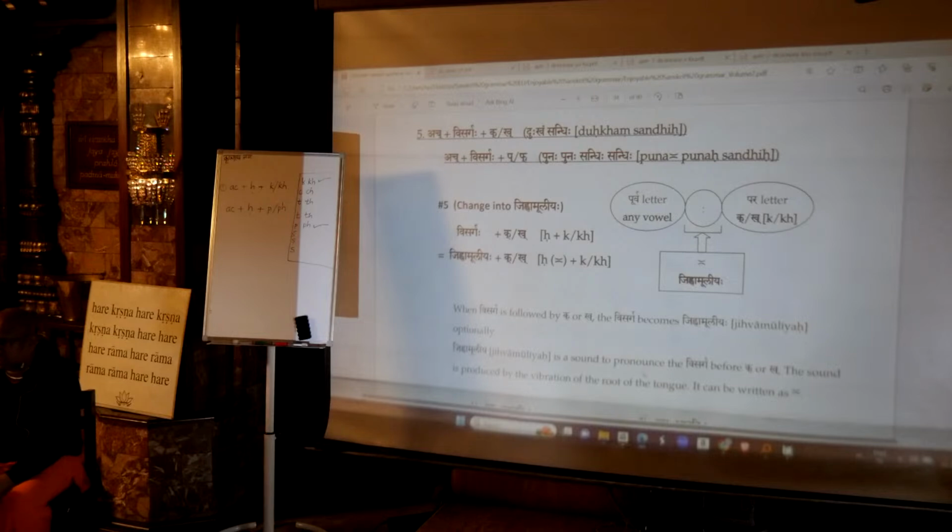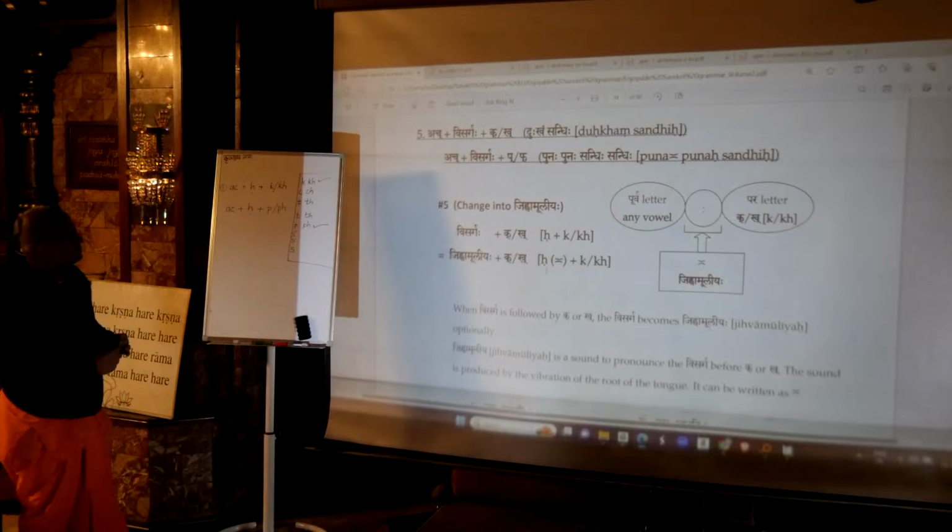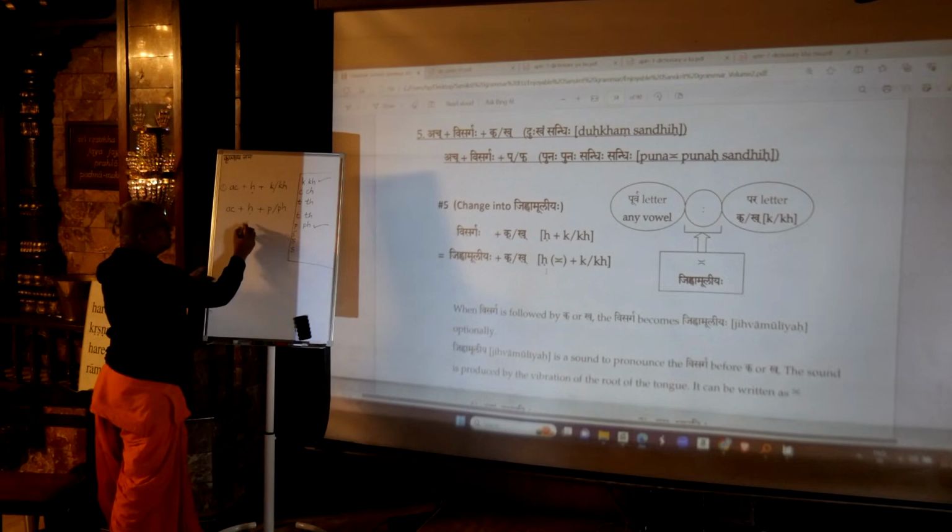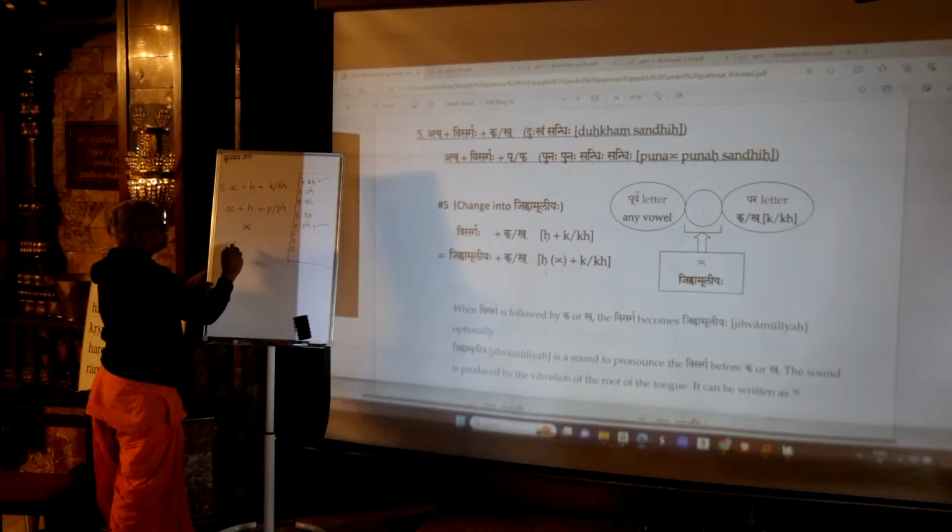Jihva muliya is a sound to pronounce the visarga before kakara or khakara. The sound is produced by the vibration of the root of the tongue. It can be written like this. So you see, this visarga plus kakara, khakara, either you can write like this, or you can leave it as it is. The example we will see.